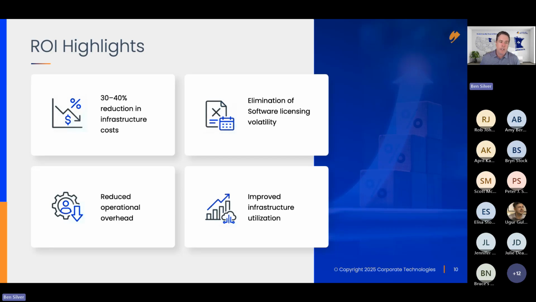Again, we talked about the reduced operational overhead. Not having that equipment on-prem reduces a lot of other expenses within an organization. And then improved infrastructure utilization, where you're really only paying for what you need, not capacity planning for years in advance.